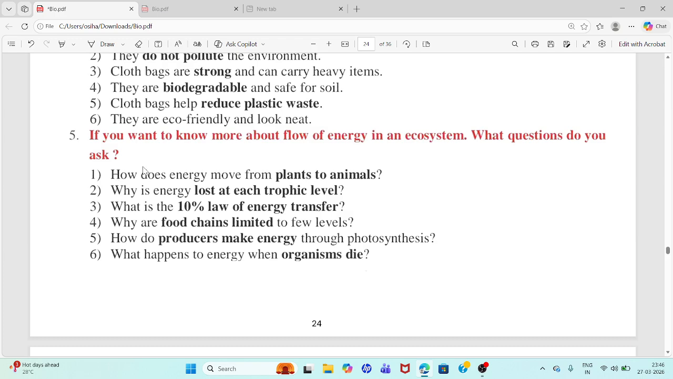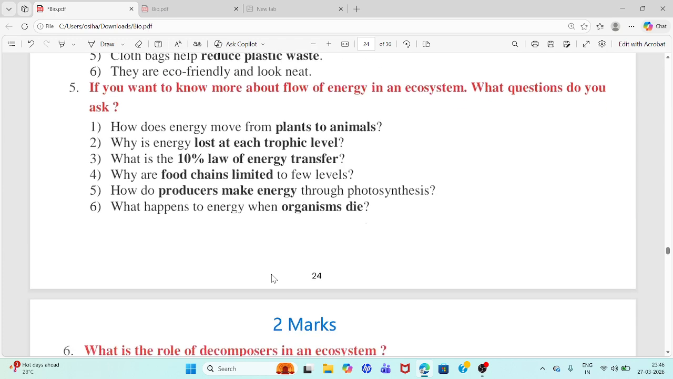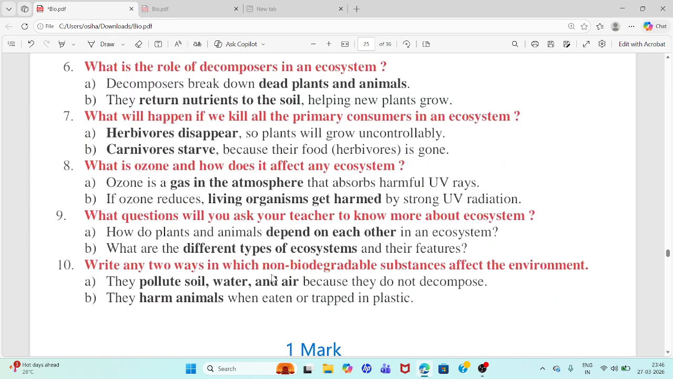Now, fifth question: if you want to know more about flow of energy in an ecosystem, what questions do you ask? How does energy move from plants to animals? Why is energy lost at each trophic level? What is the 10% law of energy transfer? Why are food chains limited to few levels? How do producers make energy through photosynthesis? What happens to energy when organisms die? These are the questions. Now, two mark questions.